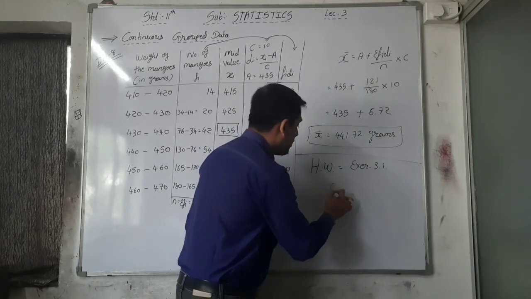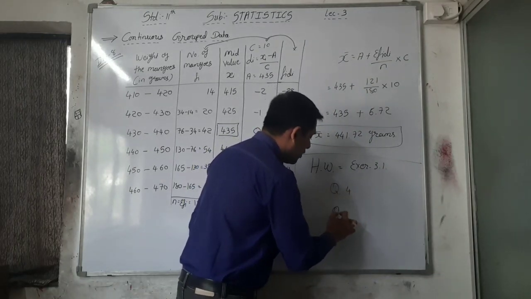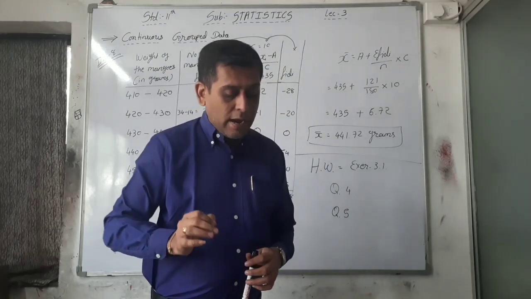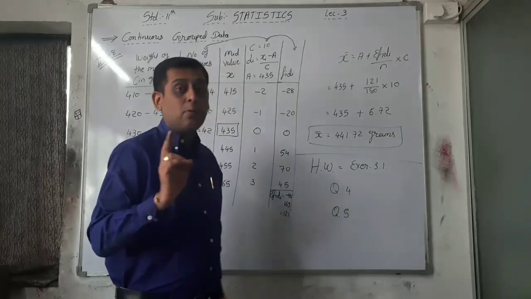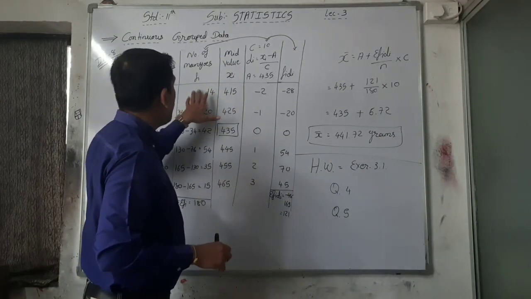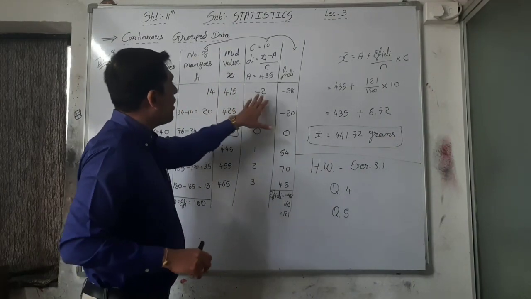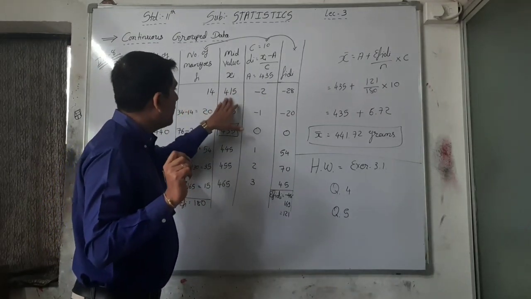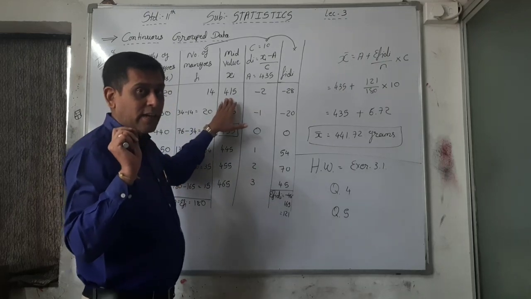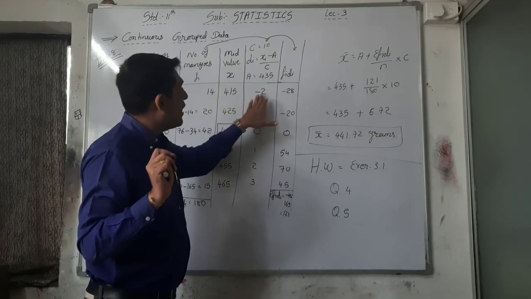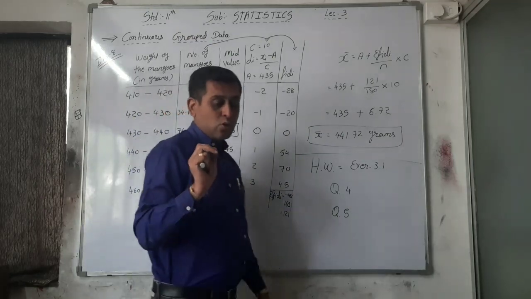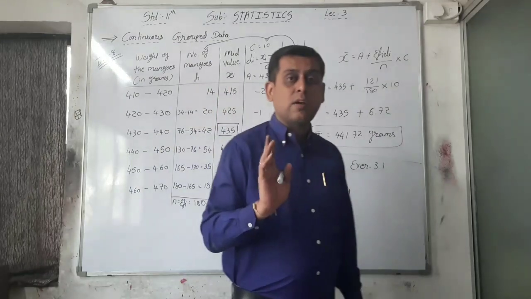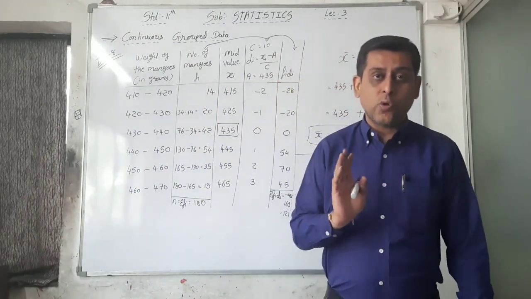Now question number 4 and question number 5 are both today's homework, and you have to do them by both methods, that is fi xi as well as fi di. You have to do it with the fi xi method, that is sigma fi xi upon n, and then the fi di shortcut method. So you have to do question number 4 and question number 5 with methods number 6 and 7. Okay? Thank you, class.